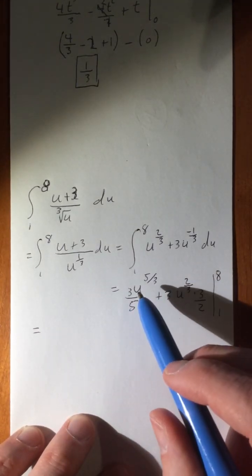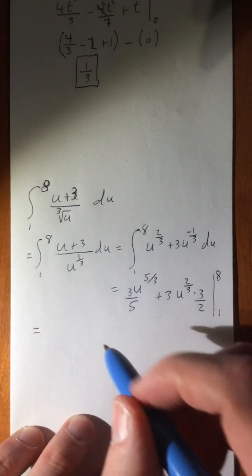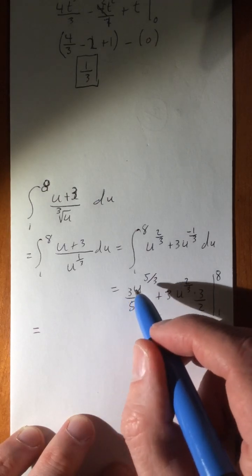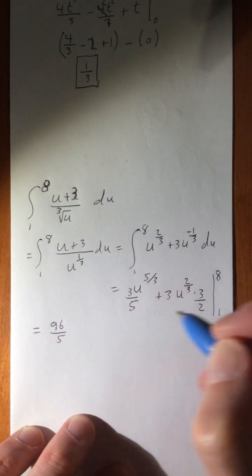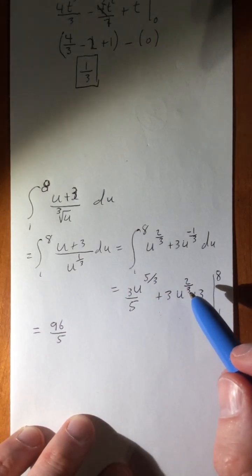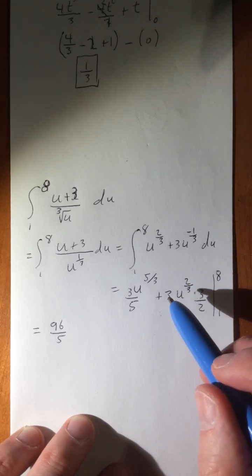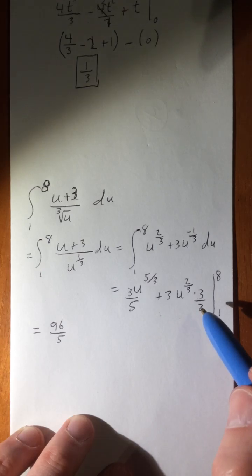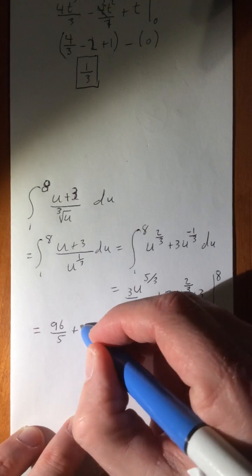So let's put in 8 right here. The cube root of 8 is 2, to the 5th power is 32. So 3 times 32 is 96, so we get 96 over 5. And we'll plug in 8 right here. Cube root of 8 is still 2, squared is 4, times 3 is 12, divided by 2 is 6, times 3 is 18. So we have plus 18.